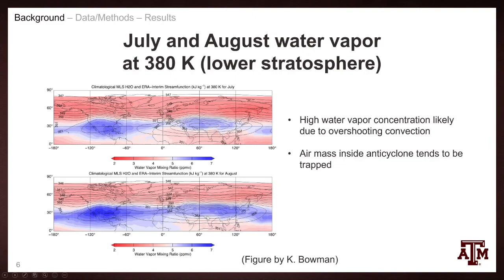So this shows you the circulation of the anticyclone tends to prevent mixing, so that moisture is accumulating inside these anticyclones, and over time it's also being spread out into the global stratosphere.